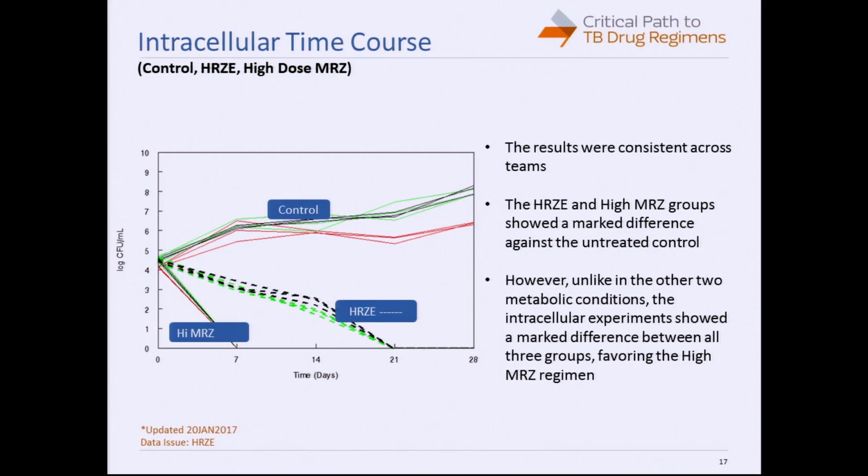So the last condition we'll look at is the intracellular time course. And again, the results were consistent across all the teams. HRZ and high MRZ groups showed a marked difference against untreated control. However, unlike the other 2 metabolic conditions, you start to see the difference in the different treatment regimens. The intracellular experiment showed a marked difference between all 3 groups, favoring the high MRZ regimen.